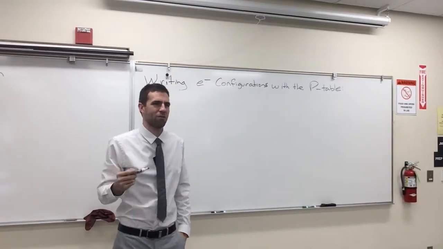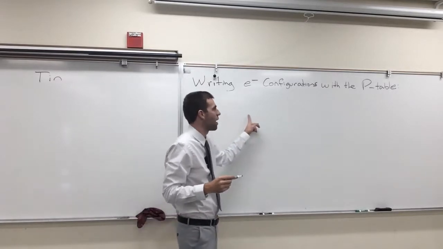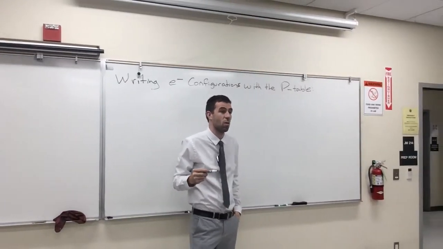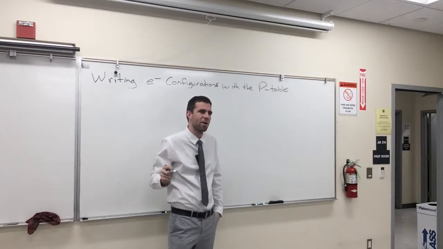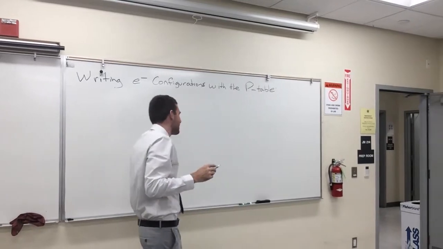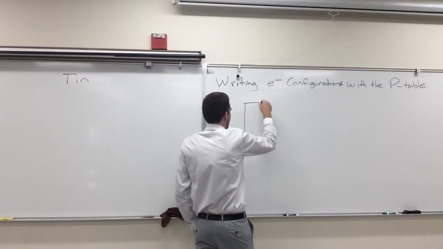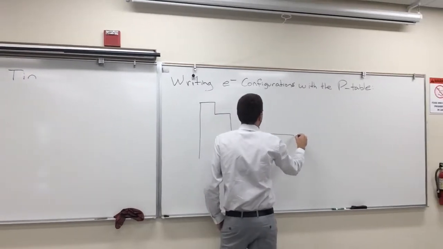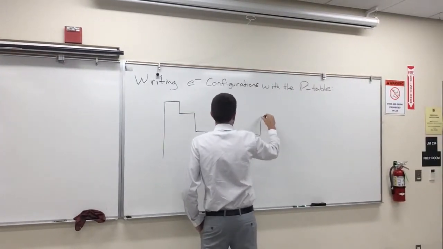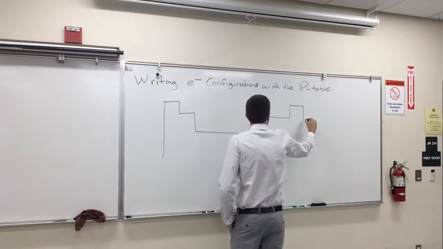Okay, so I like to write electron configurations with the periodic table. So let's talk about how to write electron configurations with the periodic table. The periodic table, if you look at it, is really nicely organized for this purpose. I'm going to draw my really poor rendition of the periodic table here. Let's see, that's supposed to be the same height. And that goes there.